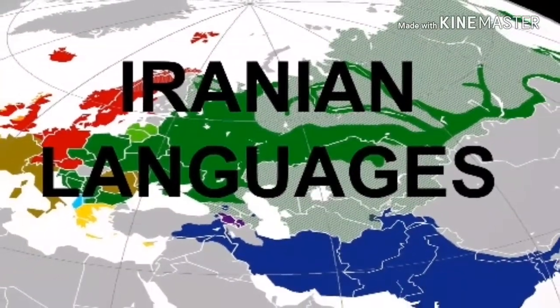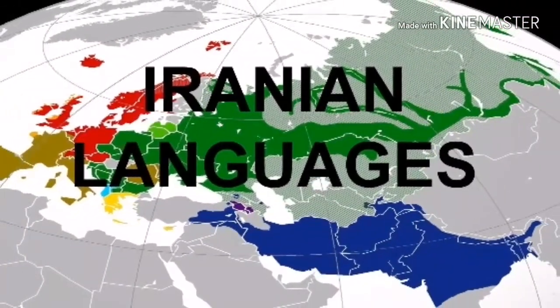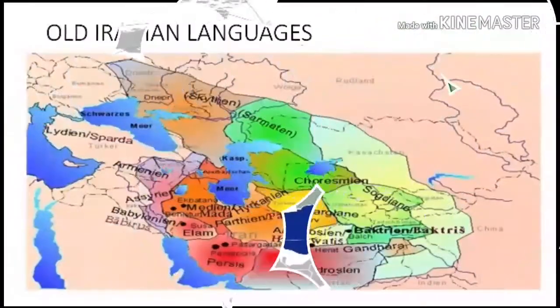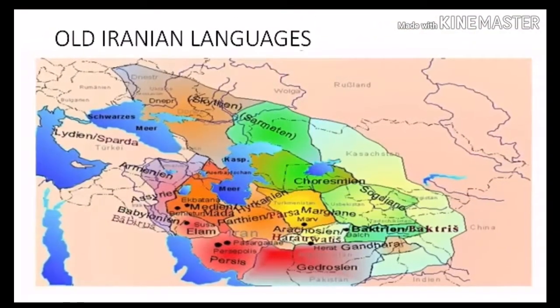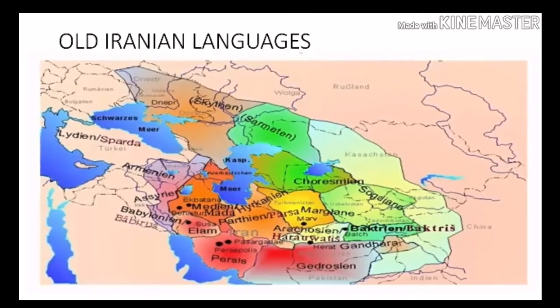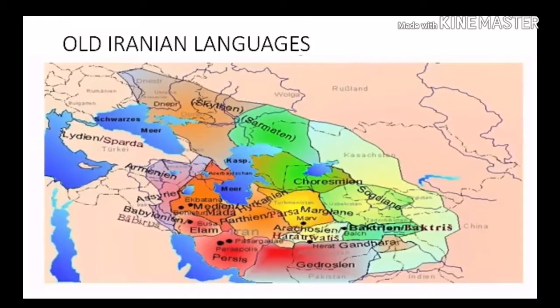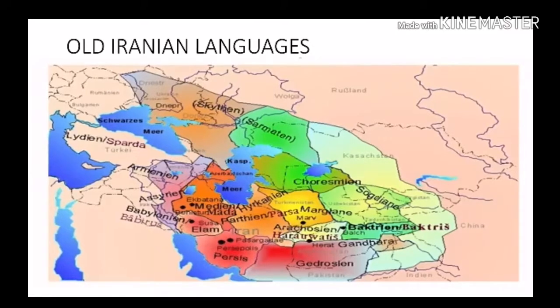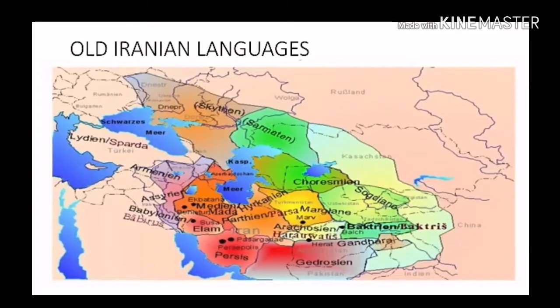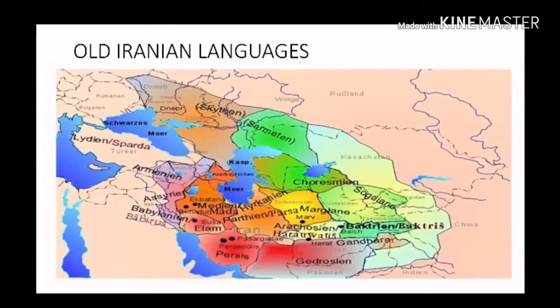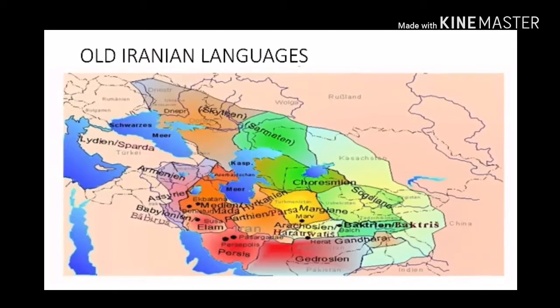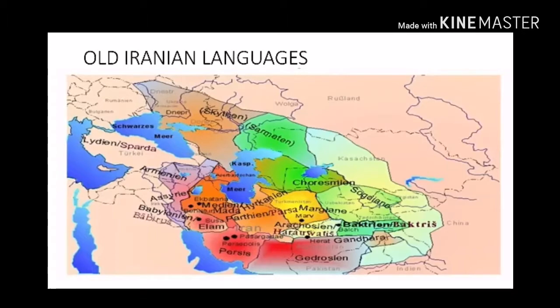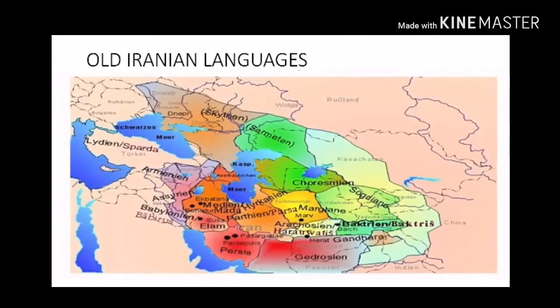Hello, today we're going to talk a little bit about Iranian languages. In this map, you can see all the extension of the old Iranian languages. This map shows us the different distribution of these languages. And this language was basically divided in two main groups: Avestan language and Old Persian language.